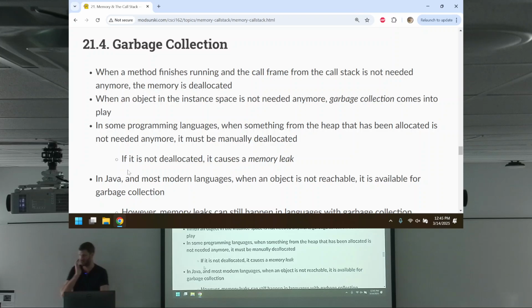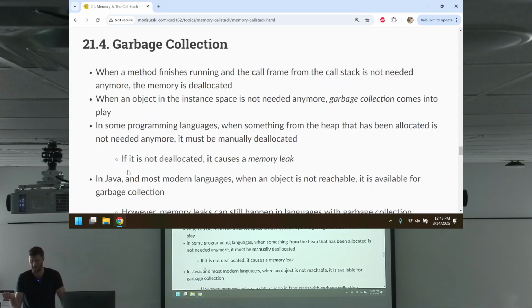So we have garbage collection then. We've already talked about this a little bit. When a method finishes running, a call frame from the call stack is not needed anymore, so the memory is deallocated. That's done automatically by Java. The information on the stack can be overwritten. It doesn't matter anymore. But when an object in the instance space is not needed anymore, garbage collection comes into play. Here's an object that exists in RAM, and I have a finite amount of RAM. If this object is in RAM and is not needed anymore, we can reuse it, so it's not wasting space. Clear?